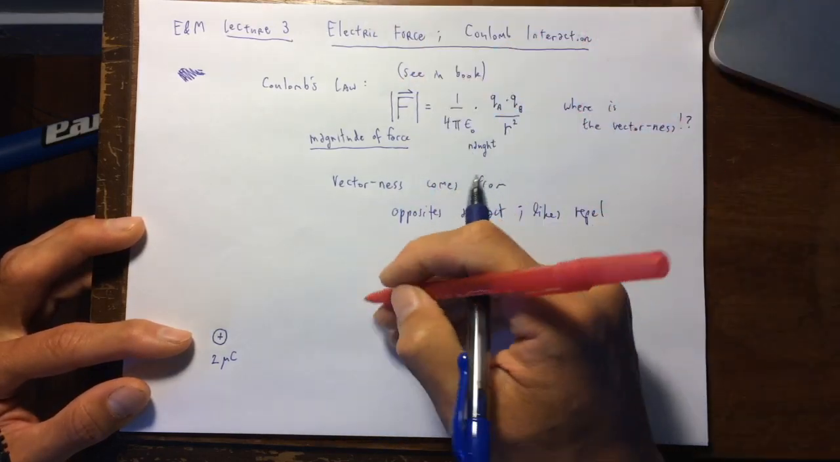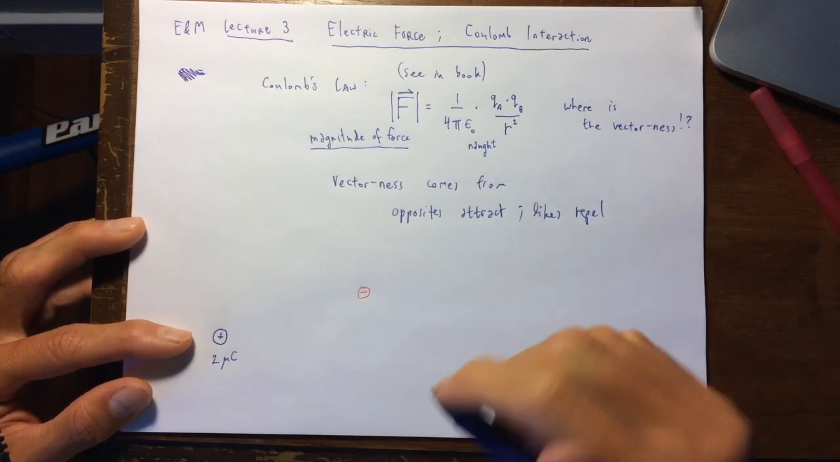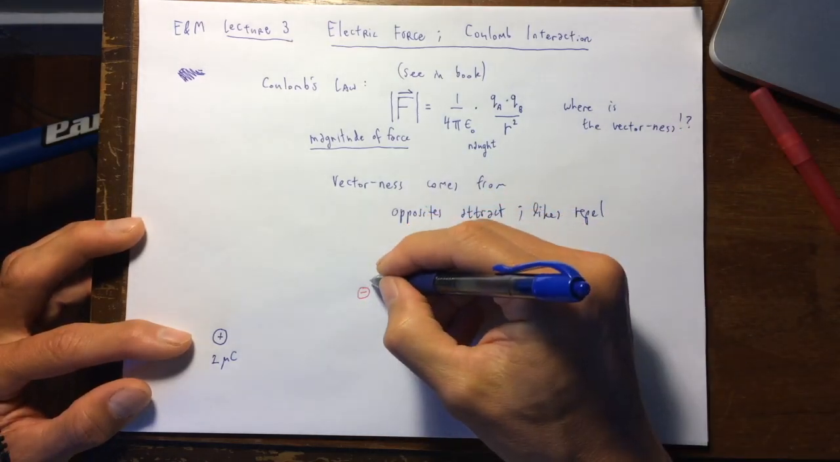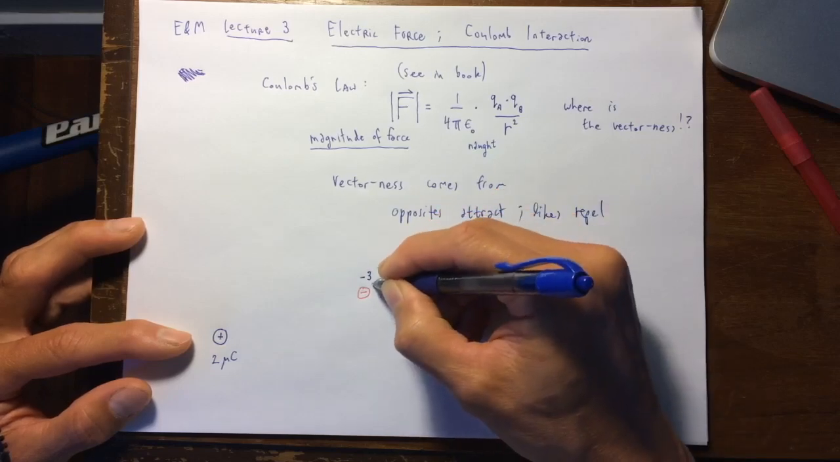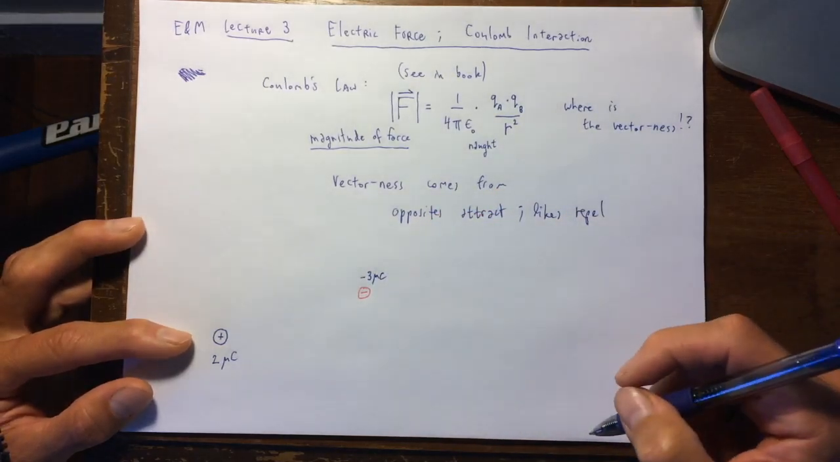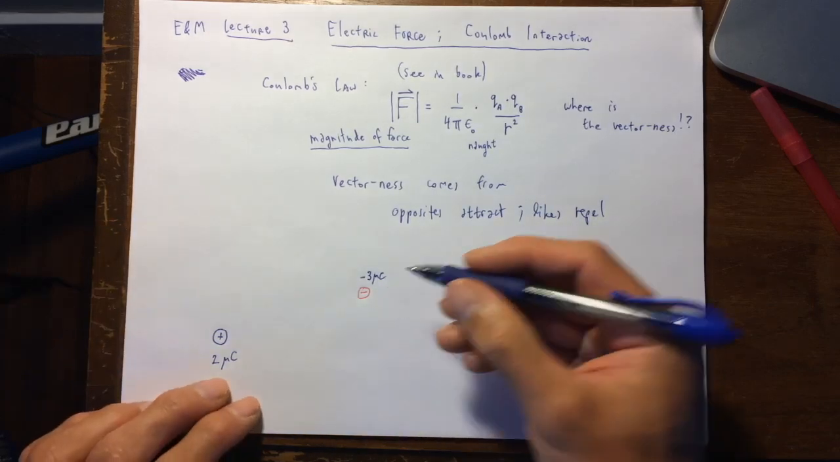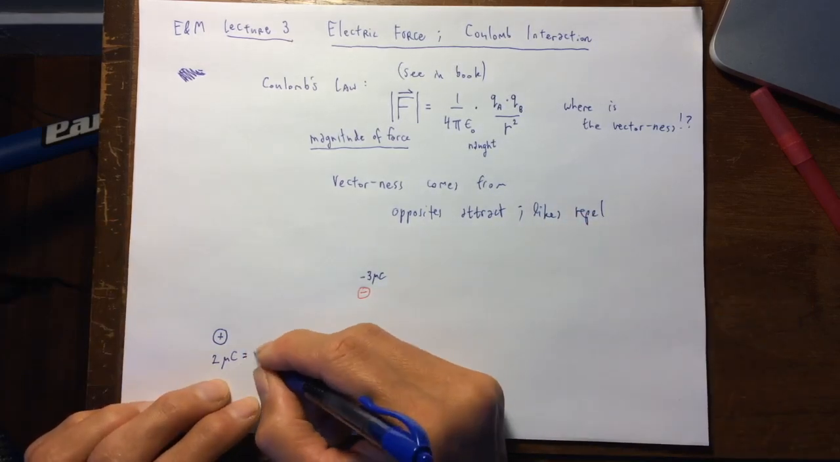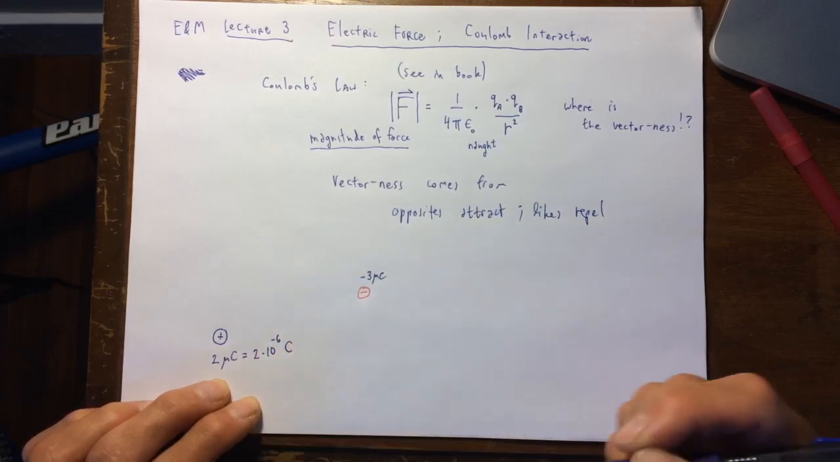I'll make it negative. So these are opposite charges, and the negative charge is up here, and let's make it charge negative 3 microcoulombs, like this. So micro, remember, is 10 to the minus 6. So this is also 2 times 10 to the minus 6 Coulomb, for example.